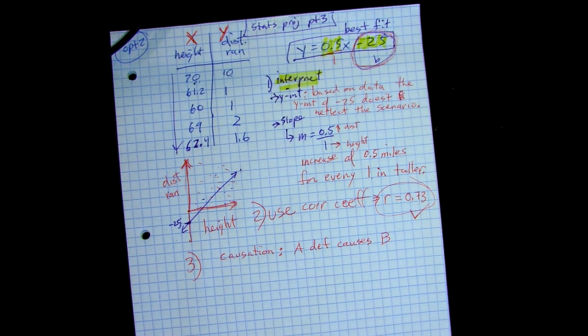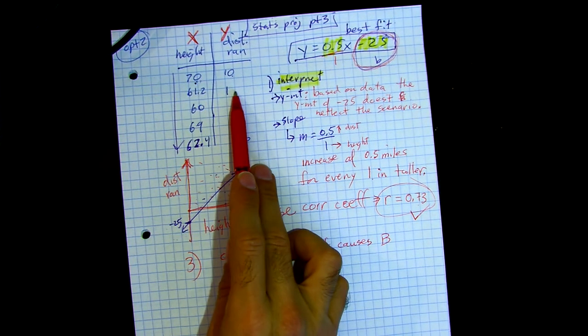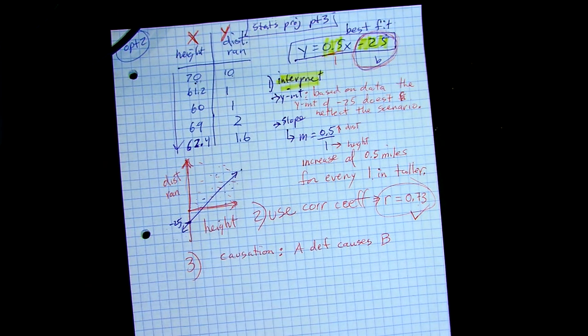It was raining, so it caused the ground to be wet. Okay. Now, for real easy scenarios, causation is possible, but it's very rare. It's very rare that one thing perfectly causes another. It's rare that exactly the height causes how far you can run.